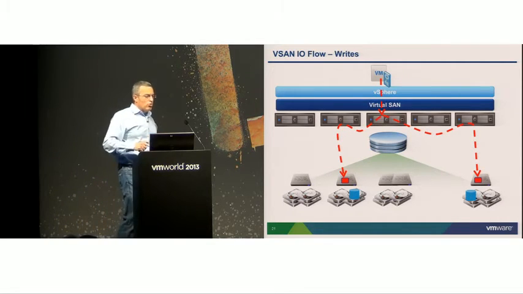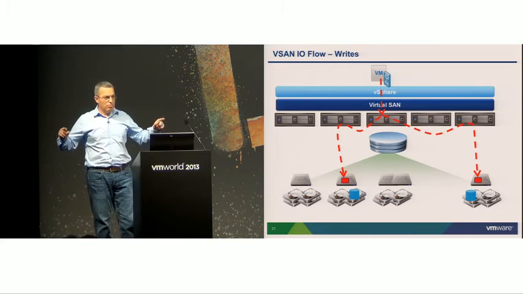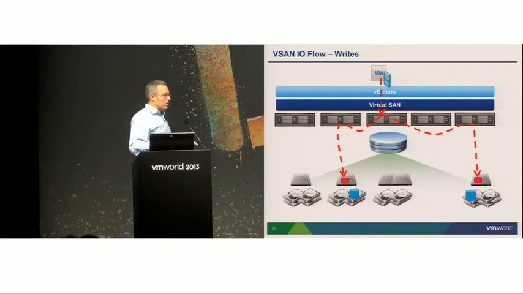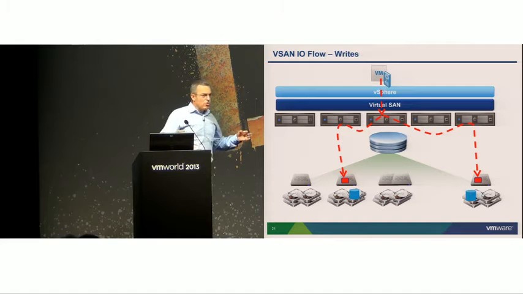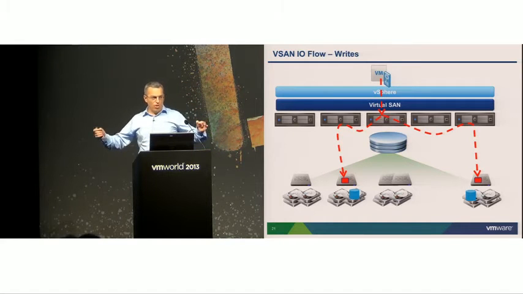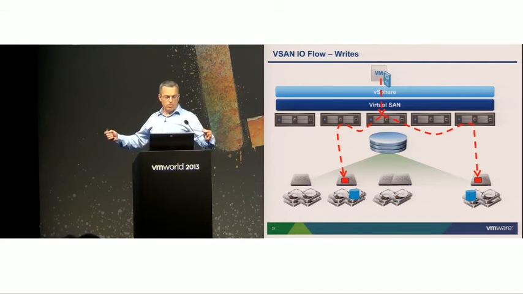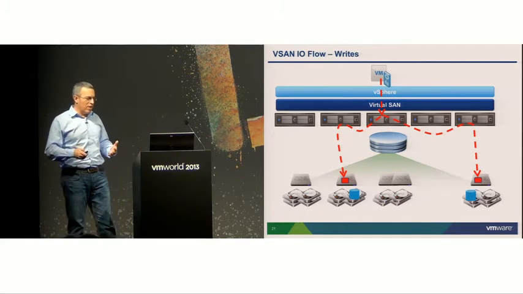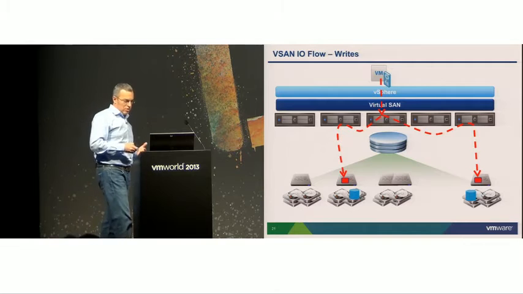So the writes go to the other hosts, and then vSAN performs those writes on the flash, on the write buffer, on the flash device that is in front of the magnetic disk where each of those replicas resides. As soon as the writes make it on all the flash devices of the replicas, then we can acknowledge that the write is complete back to the guest operating system.